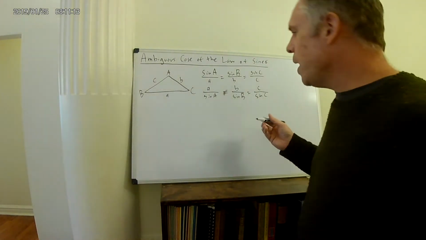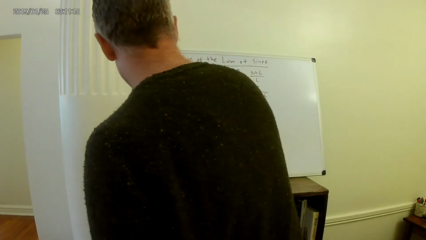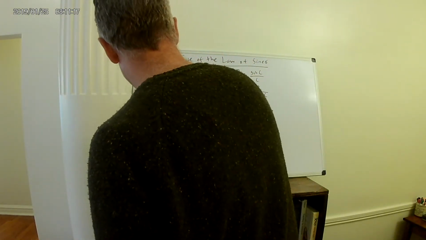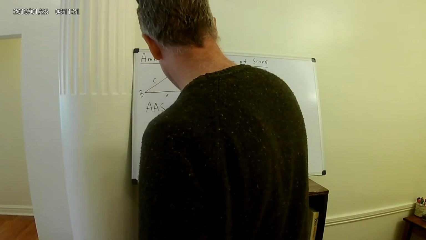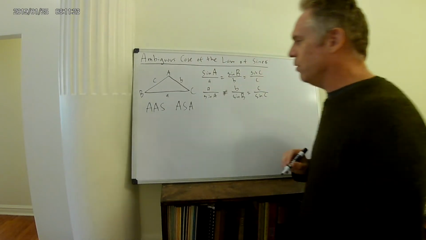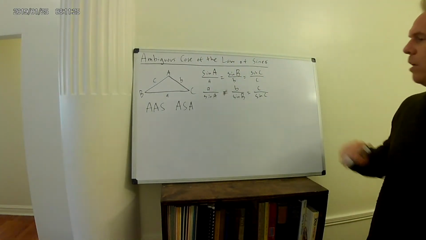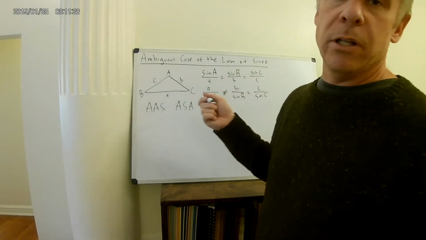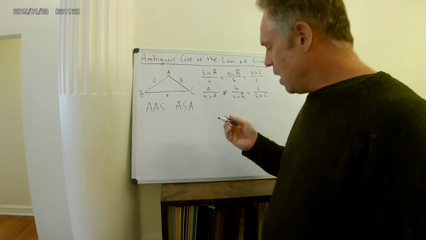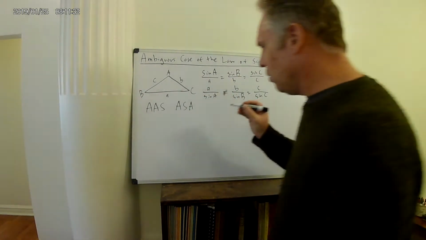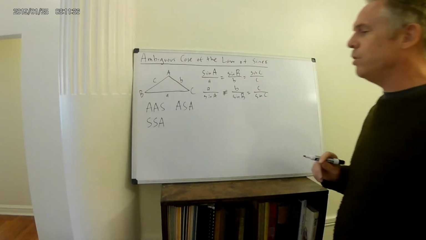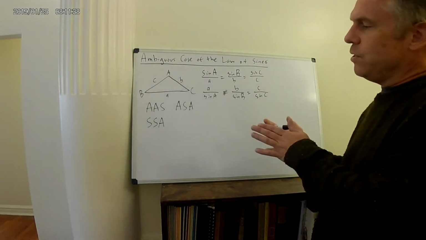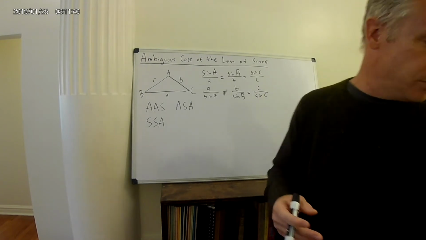And we mentioned two types of triangles, an AAS and an ASA. Two types of triangles where we can apply the law of sines unambiguously to solve these triangles. Now there's another type of triangle called an SSA, which is a triangle in which you know one side and an adjacent side, and then an angle that's not between those two sides.